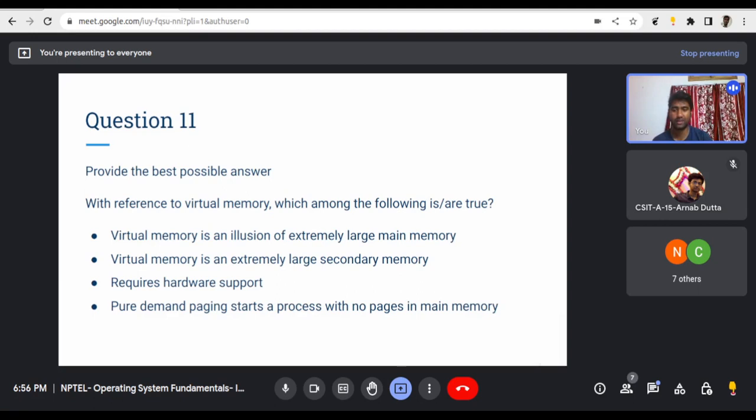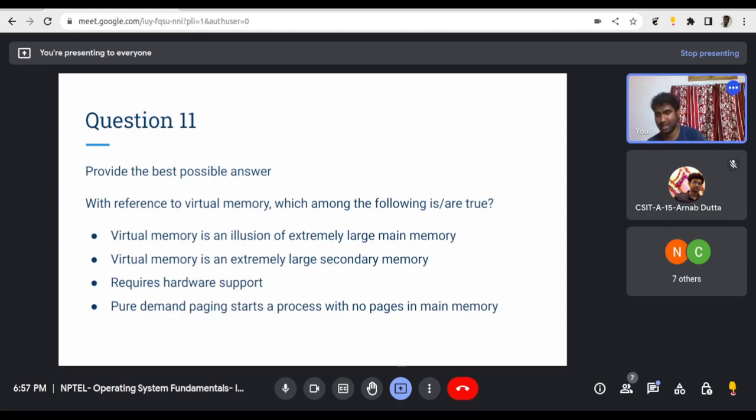Okay, I got two answers. So I was explaining strict demand paging. It is not strict demand paging, it is pure demand paging. As I was saying, it starts with no pages related to the process in the main memory, the page table is completely empty, and as there is a demand for pages, those are brought into the main memory and the page table is updated sequentially.